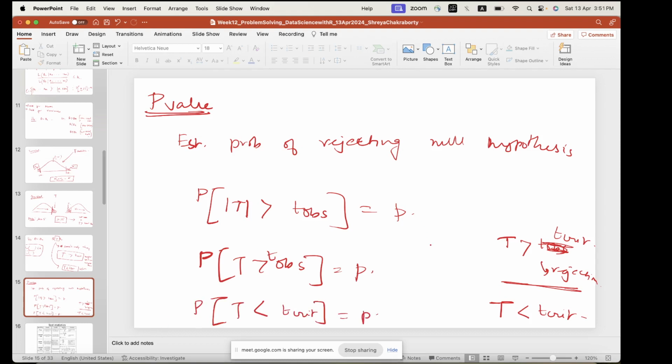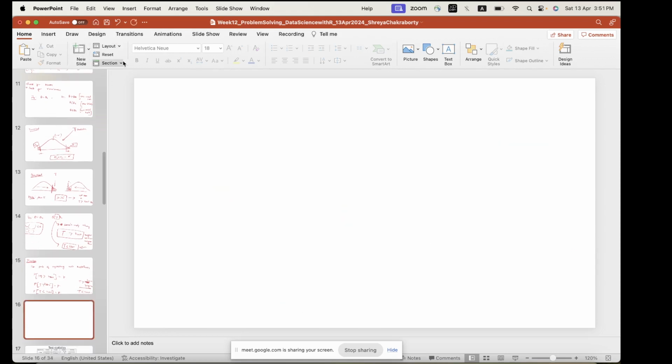The utility of using the p-value is that it is very simple and straightforward in terms of decision. If the p-value is less than alpha, then we reject. So if some program is giving you the p-value directly, then you need not worry, you can directly go ahead and reject the null hypothesis.